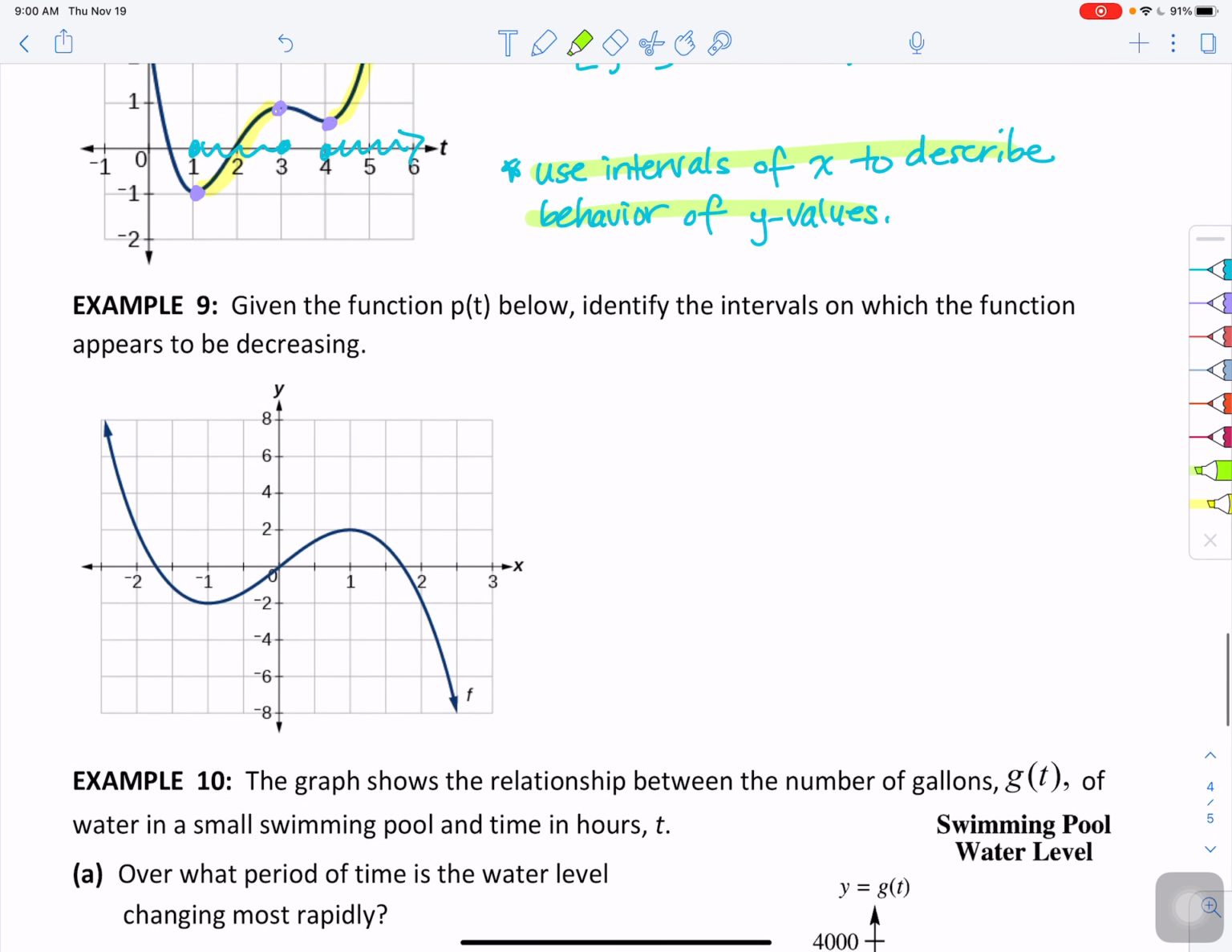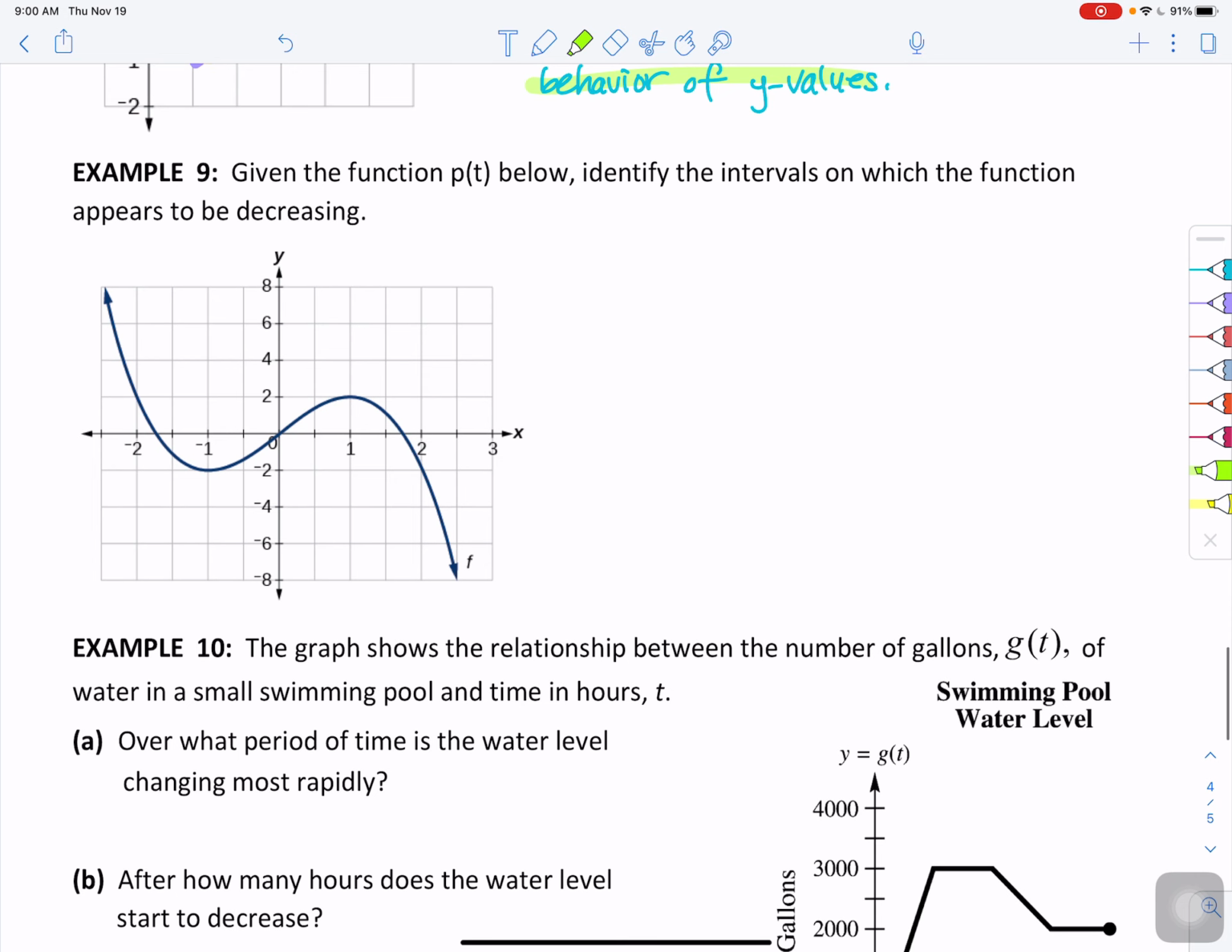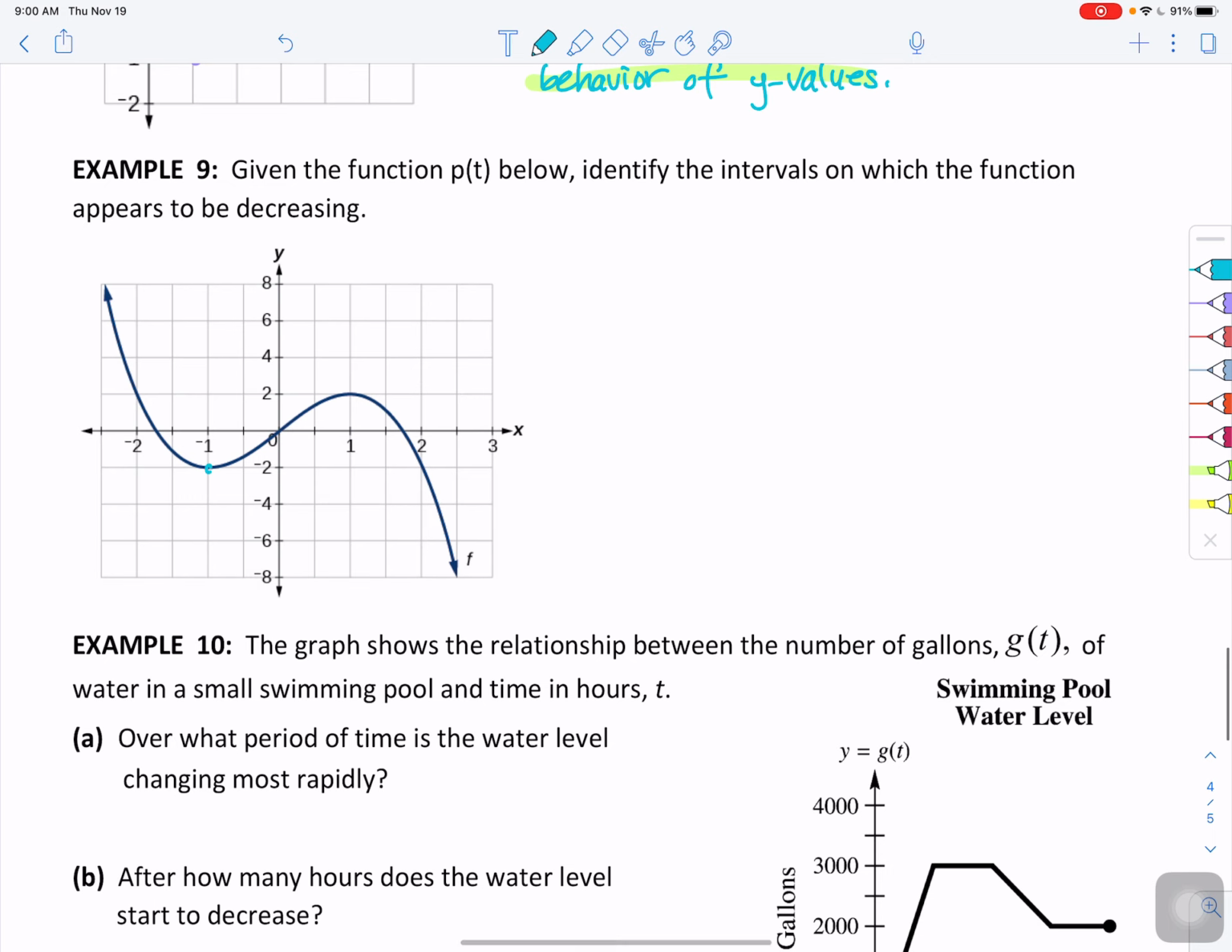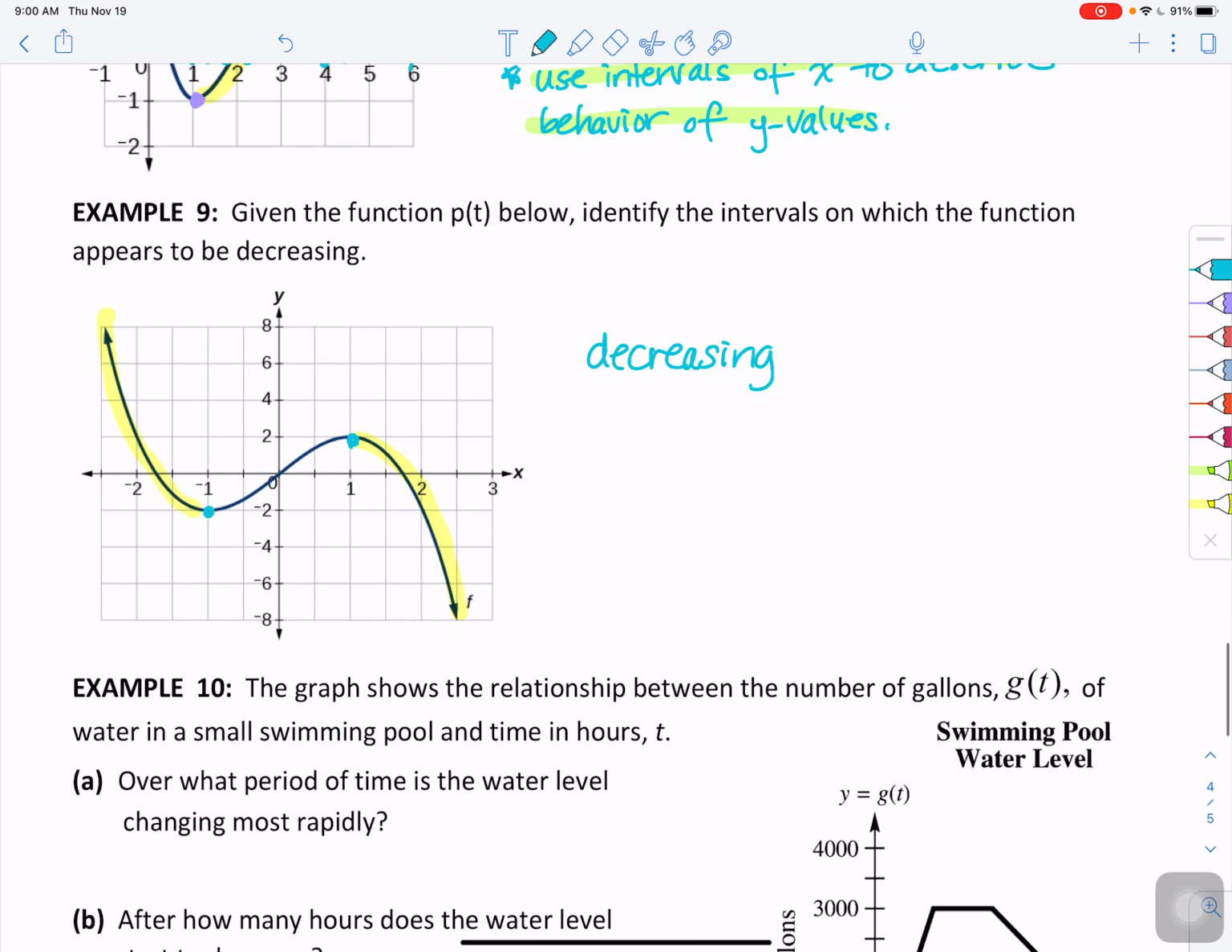Okay, let's look at this example. Given this function p of t below, identify where the function appears to be decreasing. I'm going to put just the little changeover points there, and you can see we are decreasing here and decreasing here. So the intervals where the function is decreasing is -infinity all the way to -1, and then from +1 to infinity.